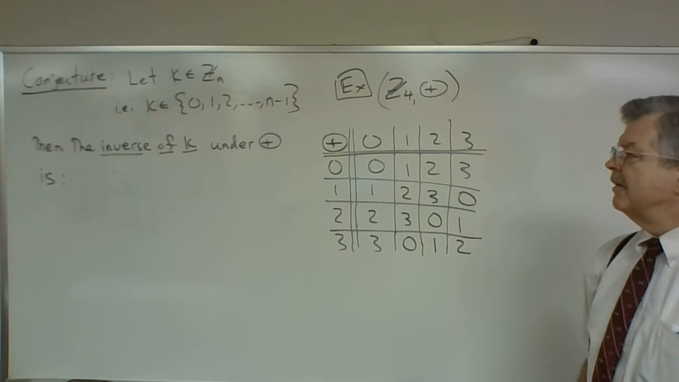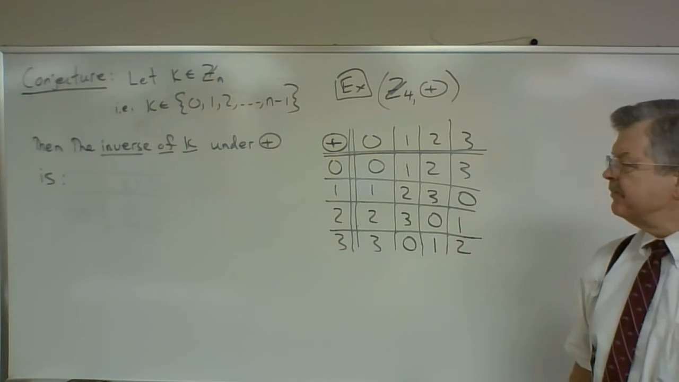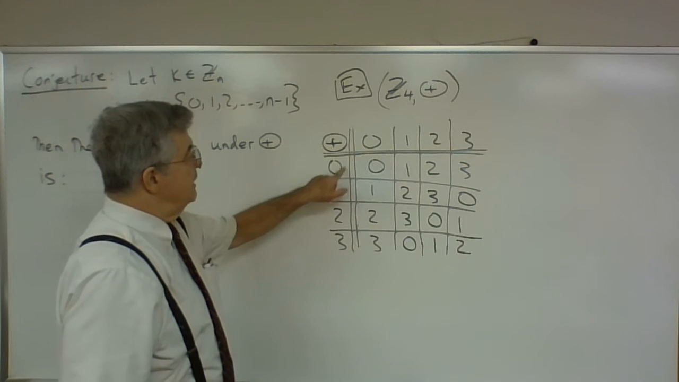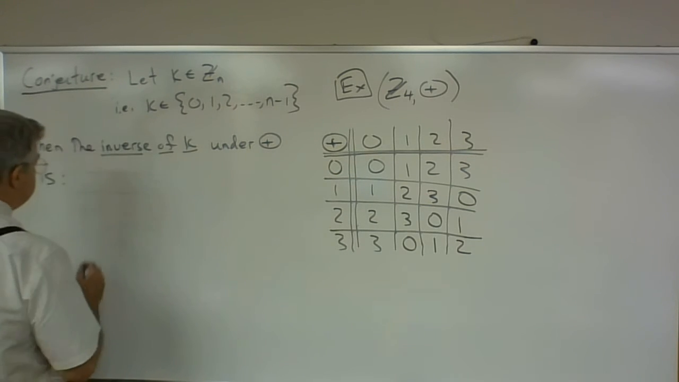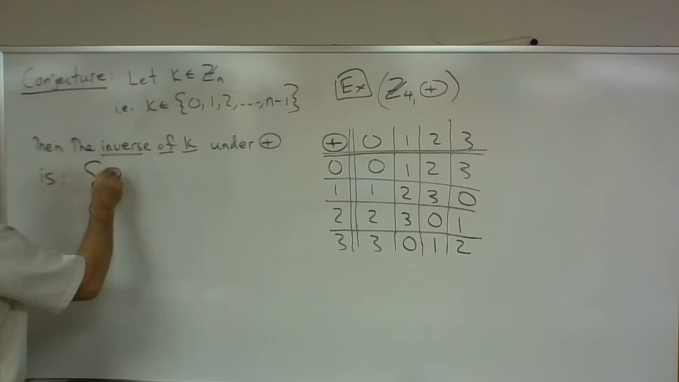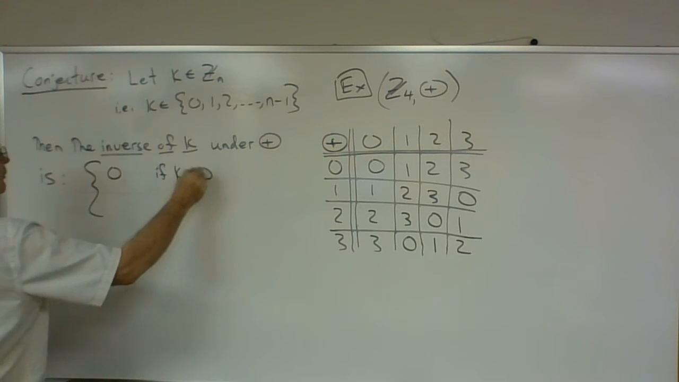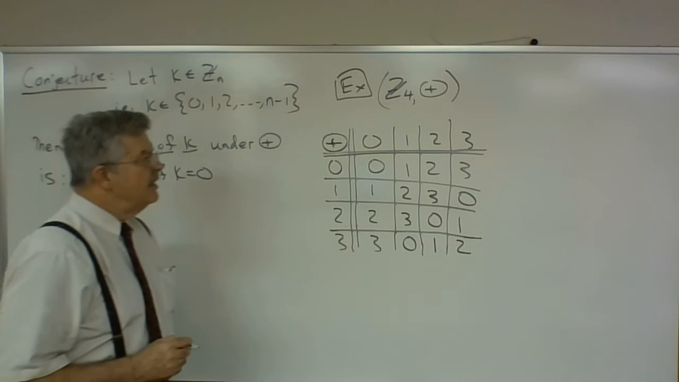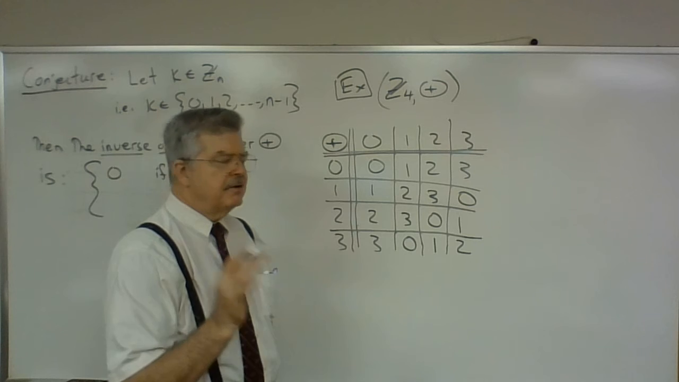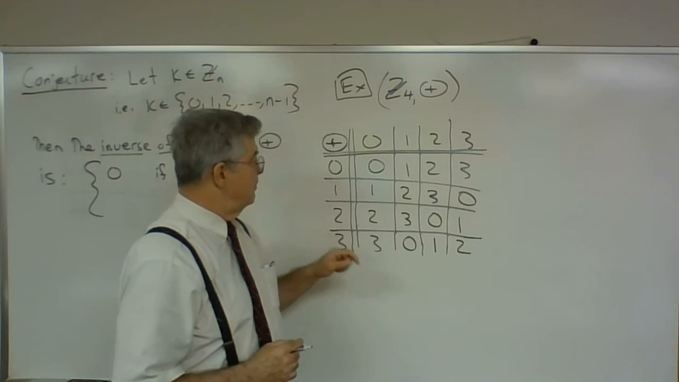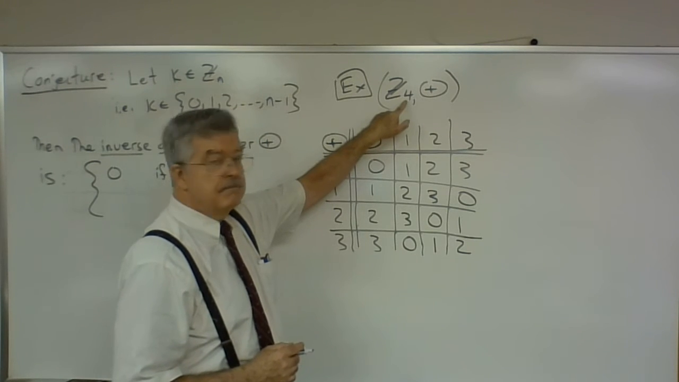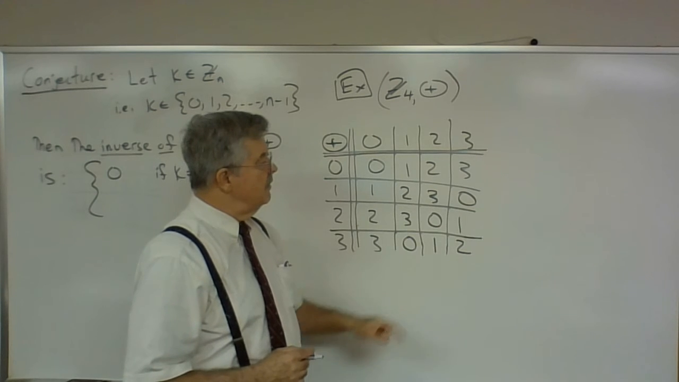So let's see. What's the conjecture? Well, the identity 0 is its own inverse. So if k equals 0, k is its own inverse. And for all of the other elements, did you notice how things worked out? 1 and 3, for example. We said 1 plus 3 equals 4, but 4 modulo n is 0.